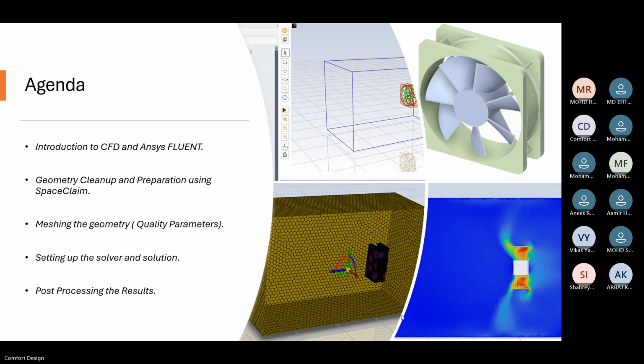Thank you. So what we covered yesterday is we had a brief introduction about CFD and ANSYS Fluent. Then we saw how we can clean up the geometry and prepare it for the CFD analysis using SpaceClaim, and also we meshed that geometry to discretize the whole domain so that it can be sent to the solver part. Now today what we will do is we will set up the solver, solve our problem, and we will post process the result.